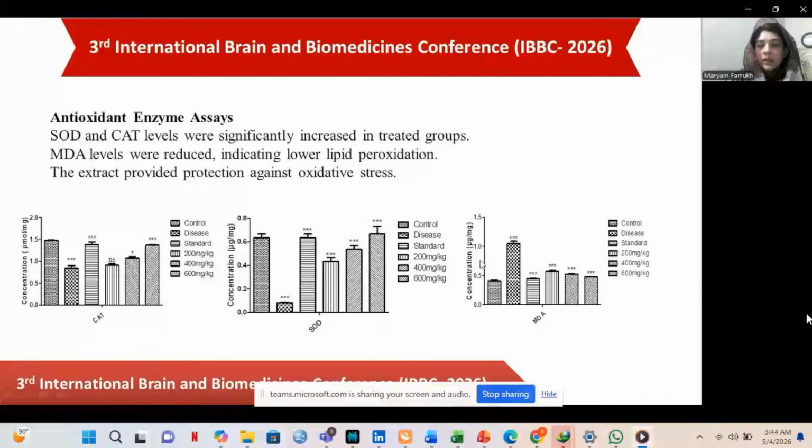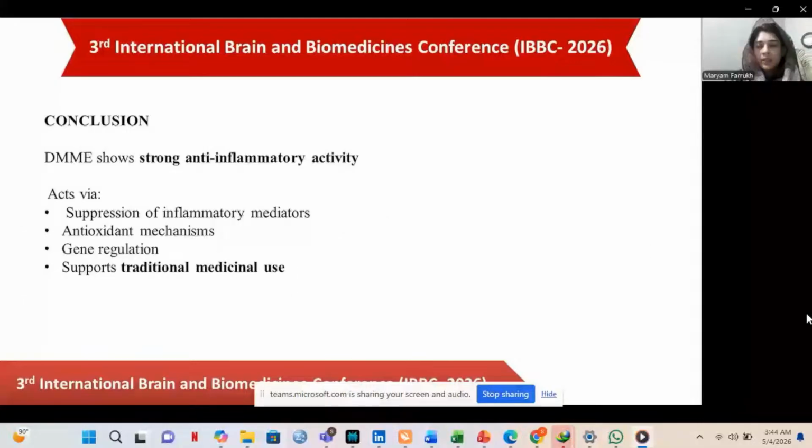Conclusion of my study: the Myopsis musculata methanol extract shows a strong anti-inflammatory activity, acts via the suppression of inflammatory mediators, antioxidant mechanisms, and gene regulation, and supports the traditional use of the plant as an anti-inflammatory and anti-polyarthritic agent.